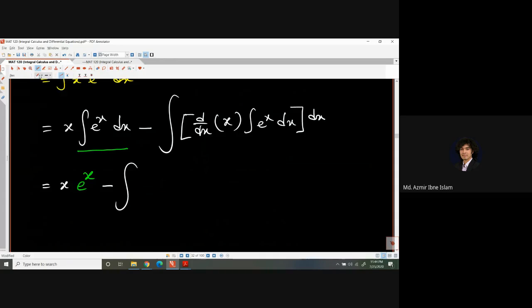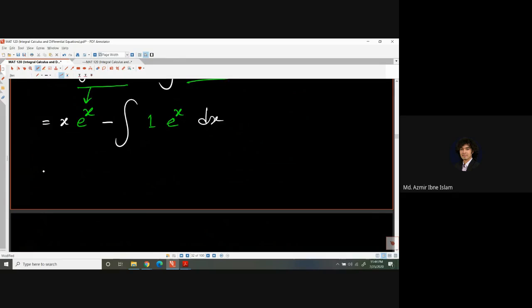Now try to solve this part. Differentiation of x with respect to x gives us only 1, and integration of e to the power x dx, again we will get the same result. So here we are getting e to the power x, and we have finally dx. So what we can write now: x e to the power x, negative 1 times this one, the same one.